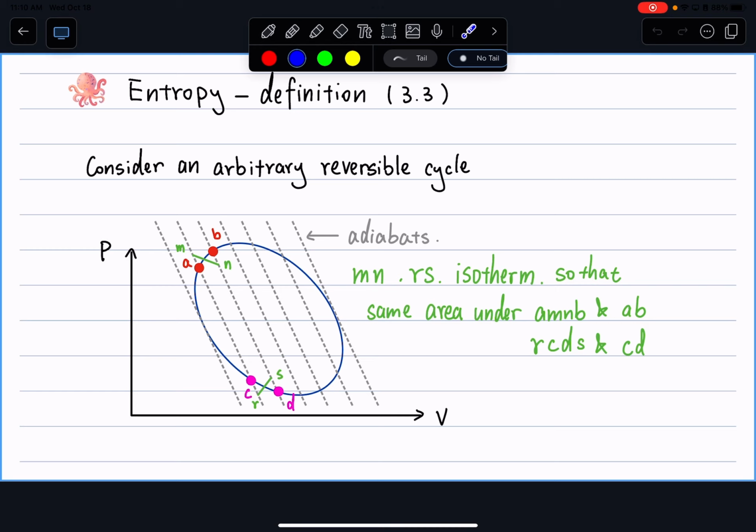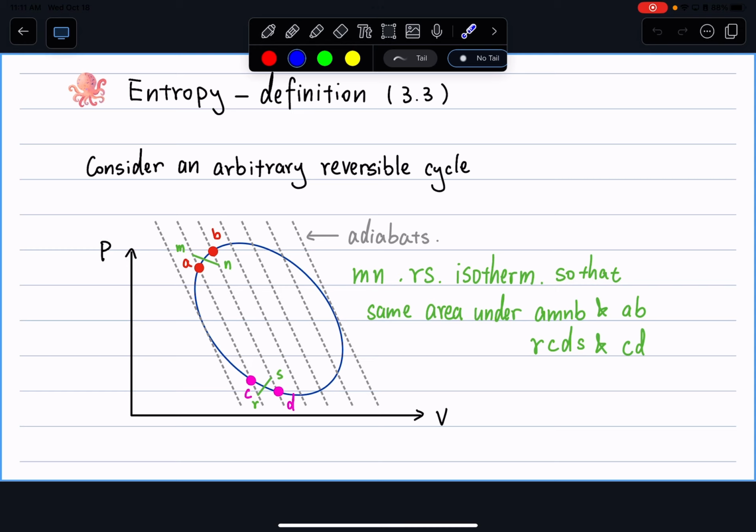And what that means is we end up having the cycle MRSN is the same as our ABCD. So ABCD is our randomly picked points on any reversible cycle. And MRSN, if you think about it, now MR, NS, these two are adiabatic processes. MN, RS, these are isothermal processes.